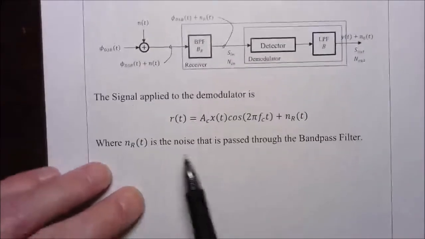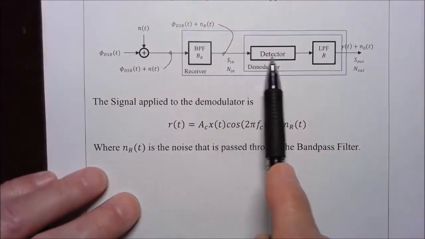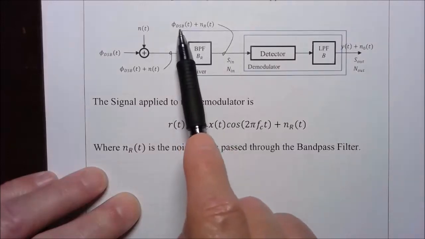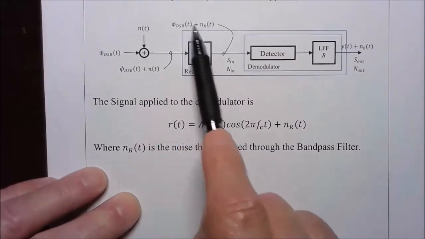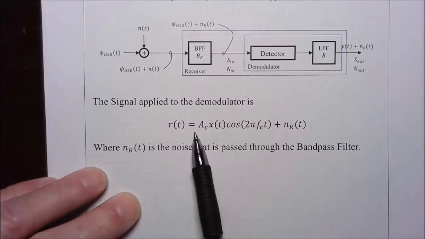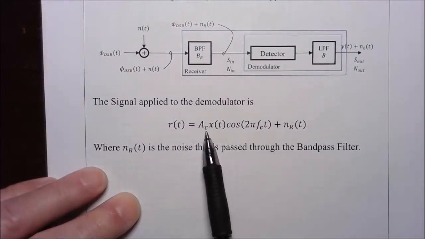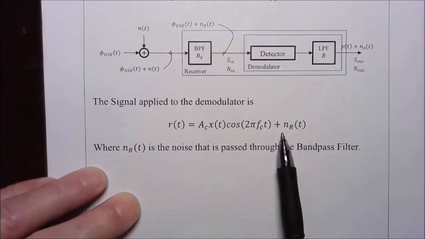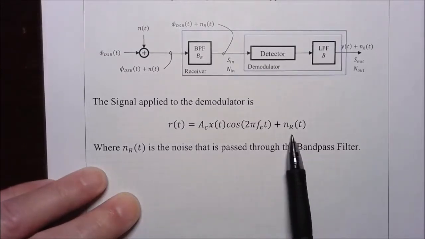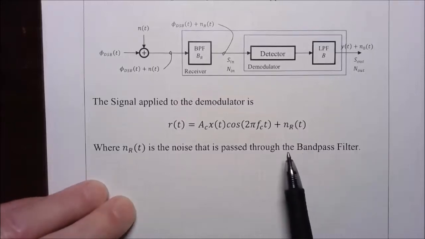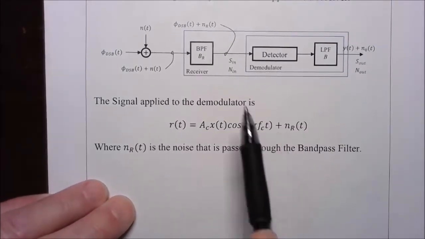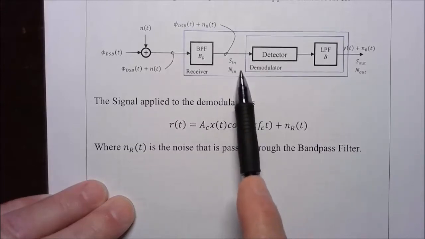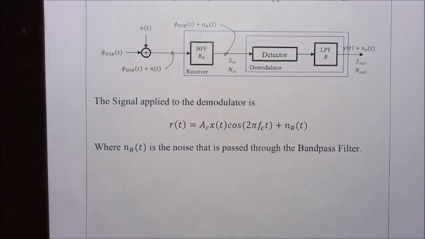Okay, so the signal that is applied to this demodulator, into the detector, labeled here as r of t, is going to be the double sideband signal plus the noise that's made it through this bandpass filter. So the double sideband signal is A_c x of t times cosine 2 pi f_c t plus the noise that has been passed through the bandpass filter. Now we want to next look at the signal to noise ratio at the input of the demodulator.